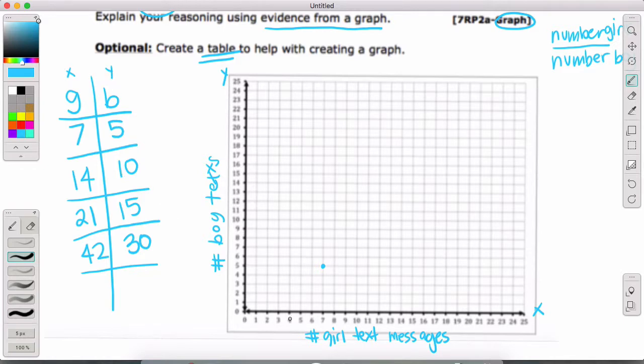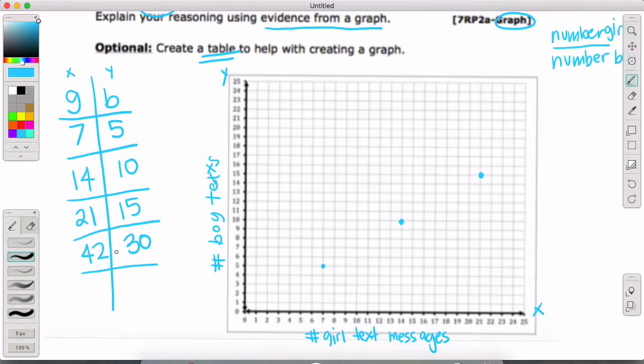Another point, 14, 10. 14 girl text messages, and I'm going to speed this up a little bit. I'm going to go up and estimate and then make sure it's right. So that was 10 for boys and 14 for girls. I'm going to do this one, 15, 21. 15 is the boys. Keep track of which is the y and which is the x. So 15 for the y, and we're going to go over to 21 for the x. Be really careful. And I'm going to always double check. 21 for my x, which is girls, and 15 for my boys, which is y.